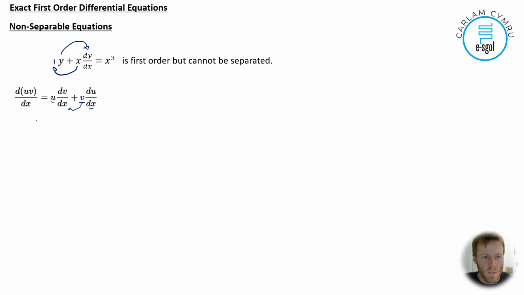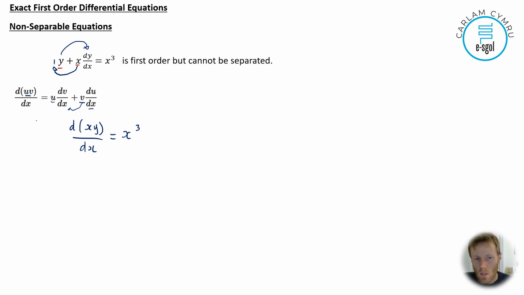Thinking about it as the product rule, I can see the u and the v come together. In my example here, the u and the v would be the y and the x, so we're going to combine those two bits. So let's bring it together, and we get d bracket xy over dx equals x cubed.